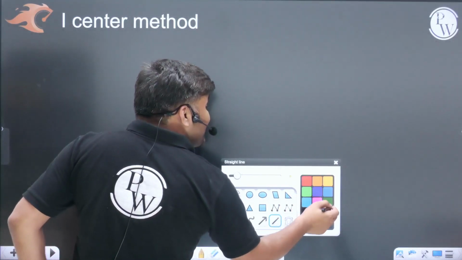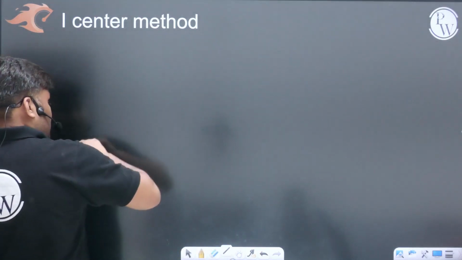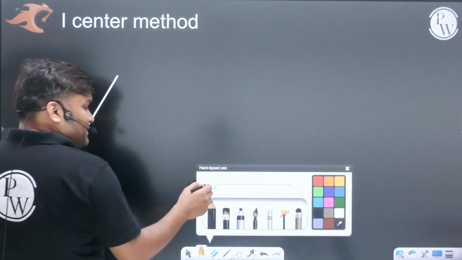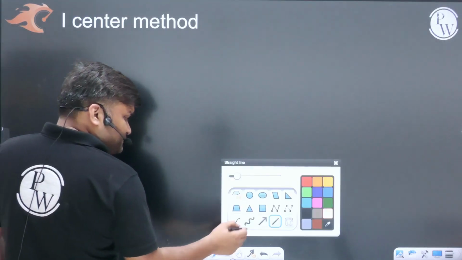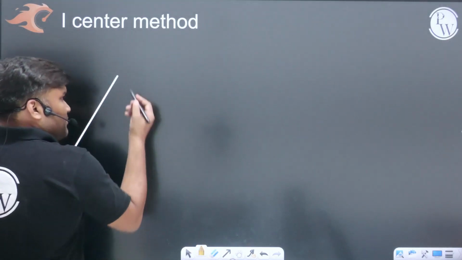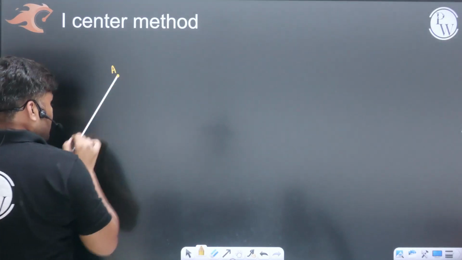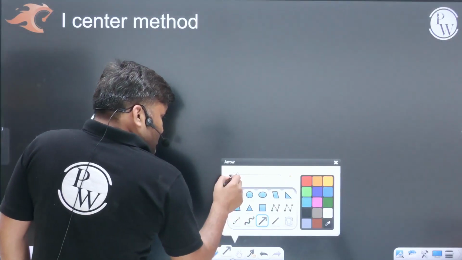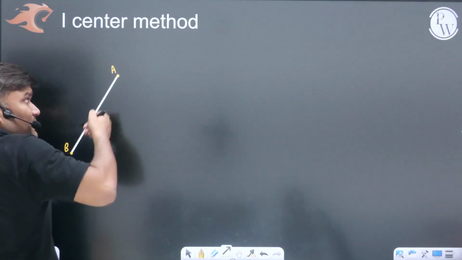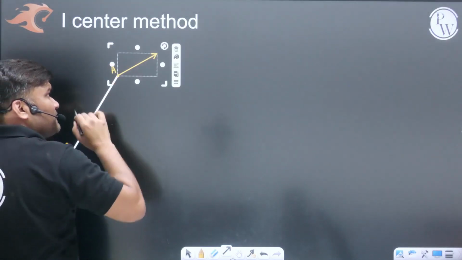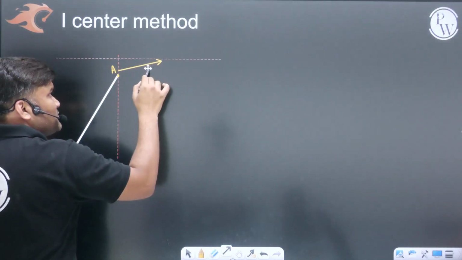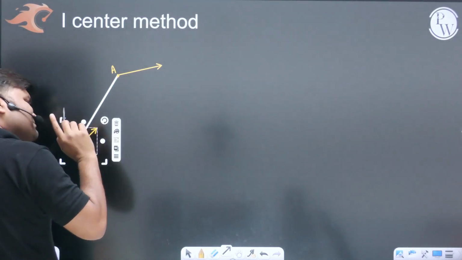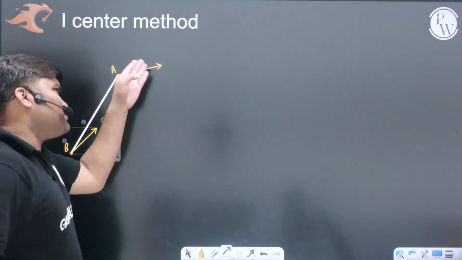And how will any link look? Sir, suppose this is a link which is having some general motion. General motion means, this particular point is point A, and this is point B. Point A on this link is having velocity in some random direction somewhere here. And point B on the same link is having velocity somewhere here. Some random velocity, some random direction. There is no such relation here.